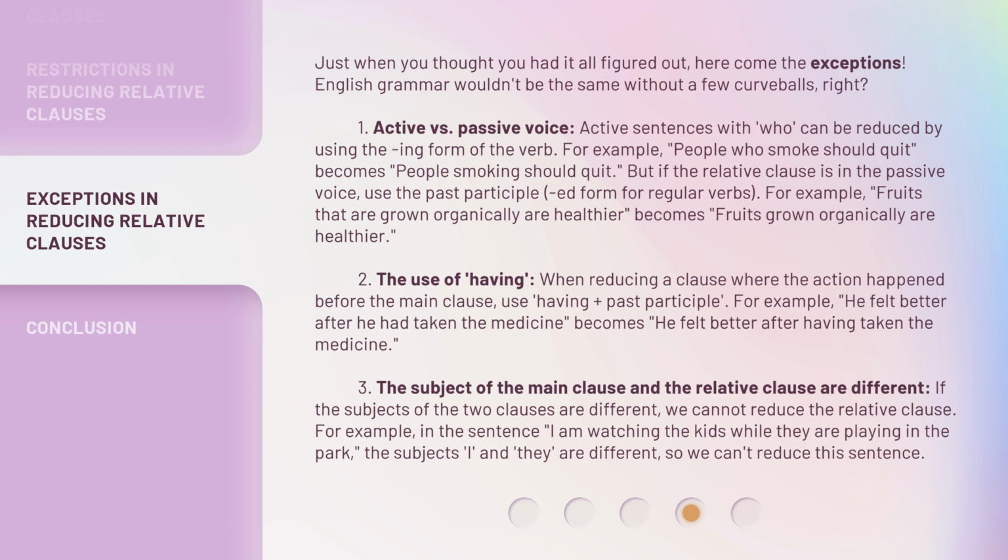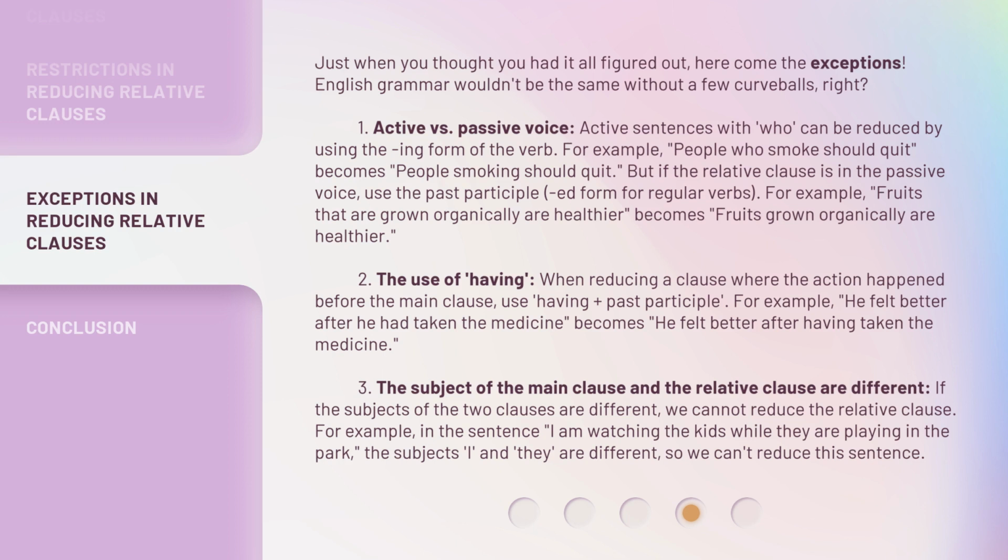But if the relative clause is in the passive voice, use the past participle, ed form for regular verbs. For example, "Fruits that are grown organically are healthier" becomes "Fruits grown organically are healthier." 2. The use of having. When reducing a clause where the action happened before the main clause, use having plus past participle. For example, "He felt better after he had taken the medicine" becomes "He felt better after having taken the medicine."